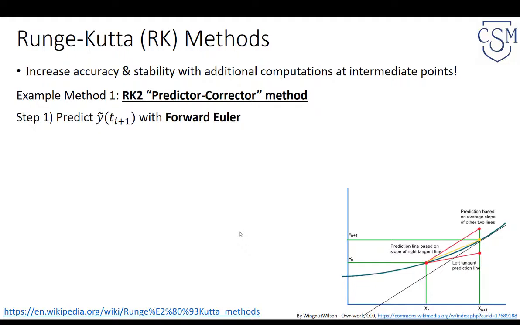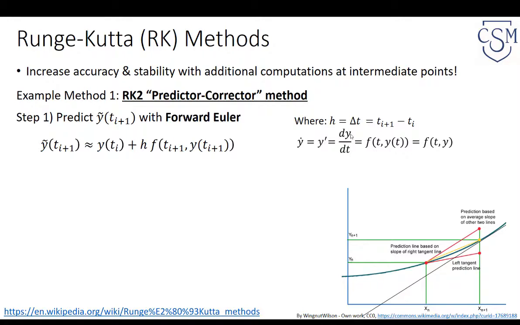In this method, the first step is to predict what the value of y of ti plus 1 is with forward Euler. So this is still just our forward Euler method. We call this y tilde, the predicted value of y at ti plus 1. Here h is delta t, and y dot, the time derivative of y, is equivalent to saying the derivative of y with respect to t is equal to f of t and y of t.